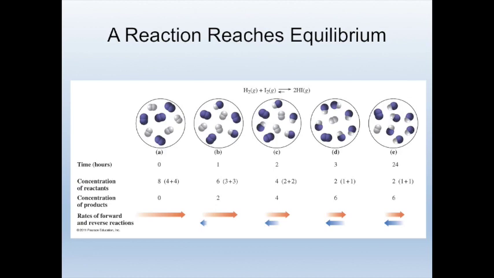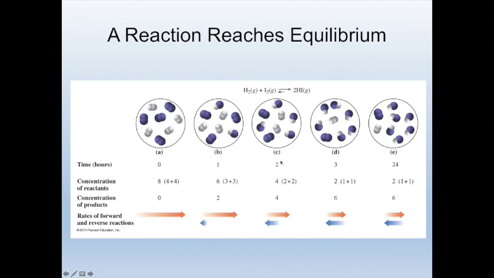Now here's a picture of this happening. So at 0 hours at the start of the reaction, you have all reactants. You have 4 moles of hydrogen and 4 moles of iodine and 0 moles of products. So the rate of the forward is very fast and the rate of the reverse reaction is non-existent. Now after 1 hour, you have produced 2 moles of products, which means that you only have 3 moles of each reactant left. And the forward reaction has slowed down a bit, and the reverse reaction has begun to occur.